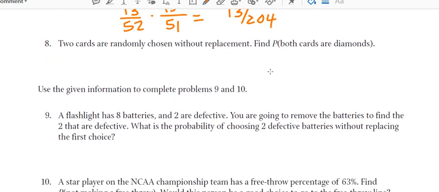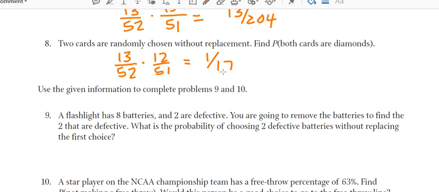Now we've got without replacement, and both of them are diamonds. So the first time you have a 13 out of 52 chance of getting a diamond. The second time you have a 12 out of 51 chance. And when you multiply and simplify, you end up with a 1/17 probability.